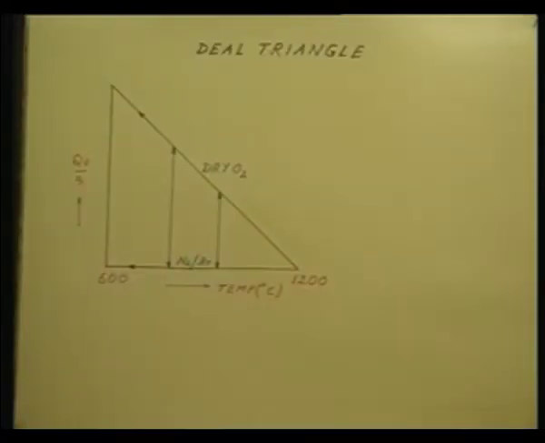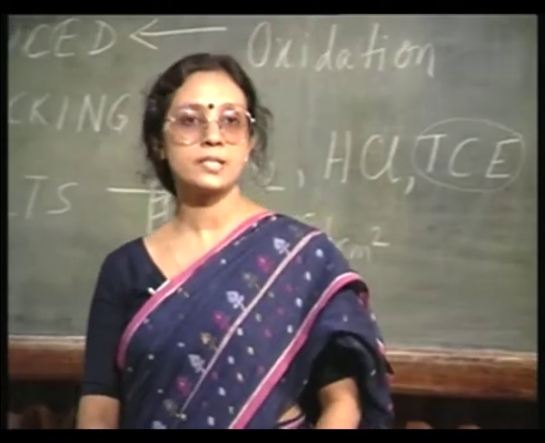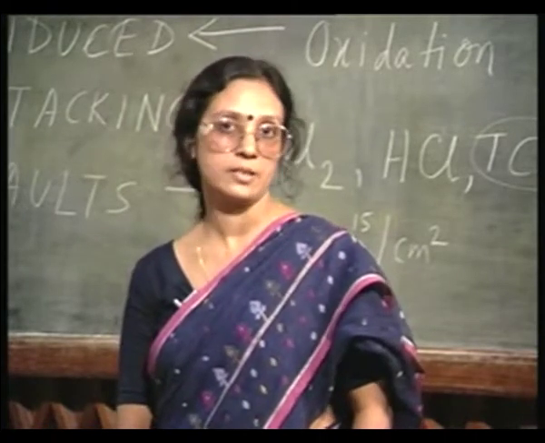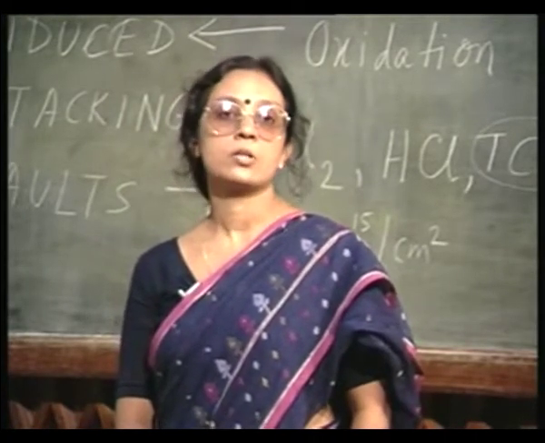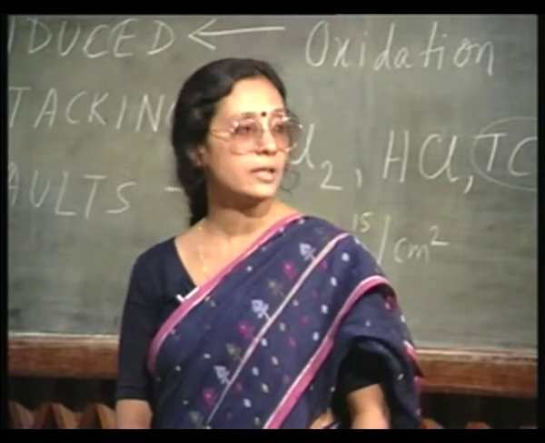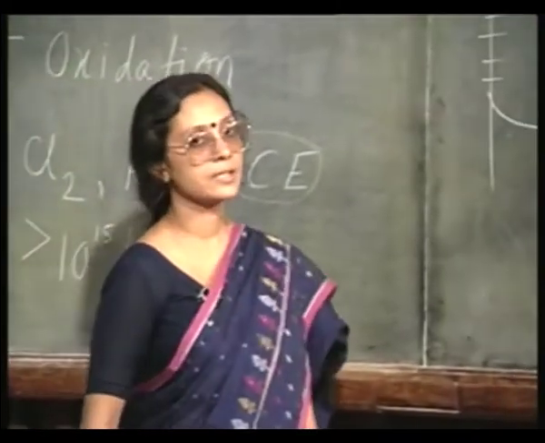Now finally we come to the fixed oxide charges, and you remember that these fixed oxide charges are present within 100 angstrom from the silicon dioxide interface, where the oxidation is incomplete. The composition of the oxide there is SiOx, not SiO2, x being less than 2.